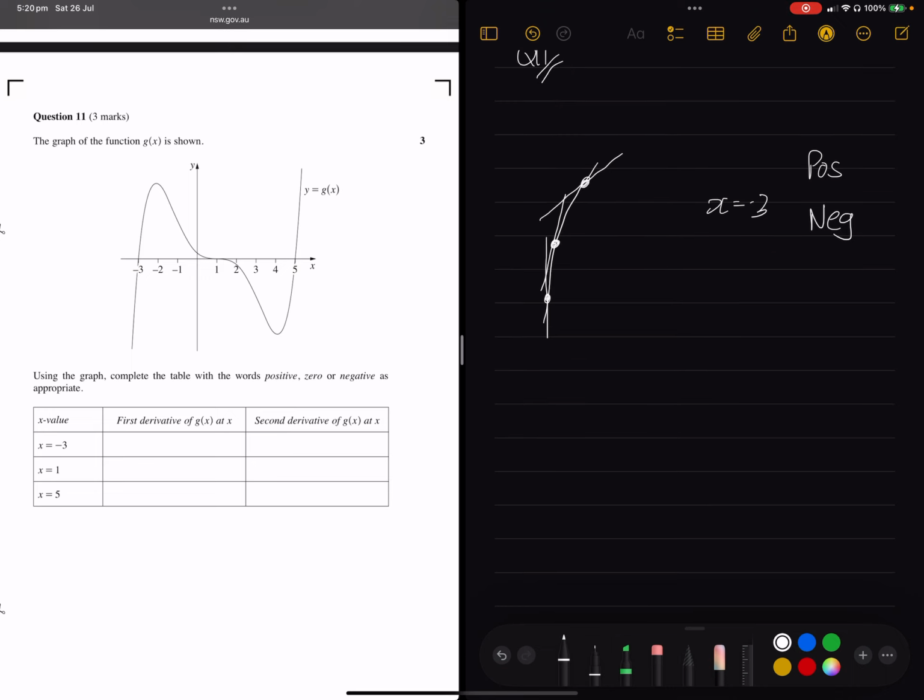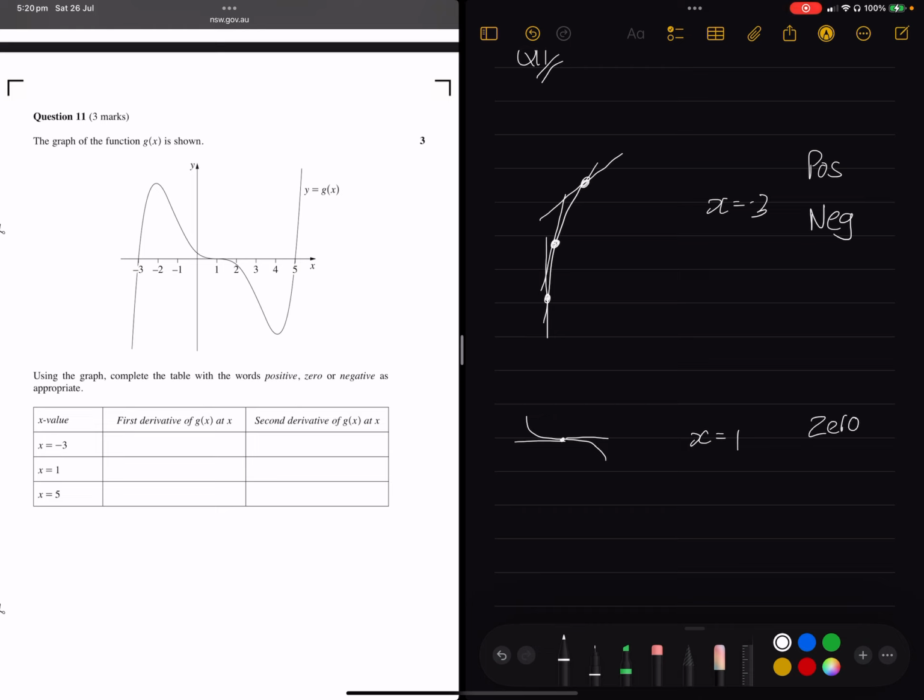For x equals 1, we have a point that sort of curls, flattens out, and goes down. First derivative at the point 1, well, the tangent's flat. So when x is equal to 1, the first derivative is actually 0.